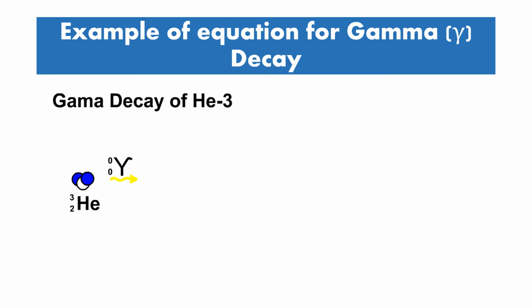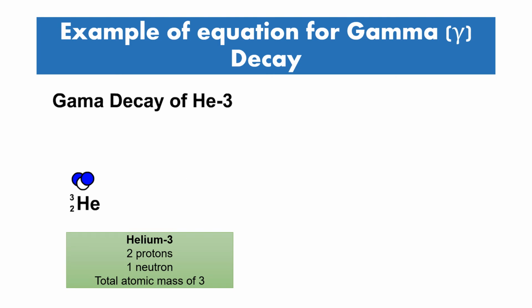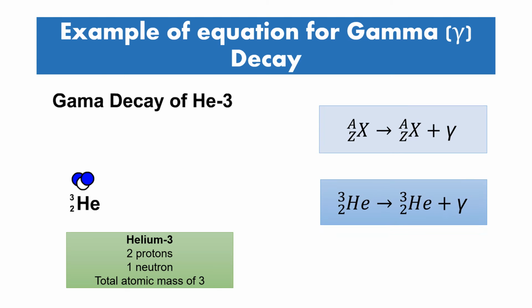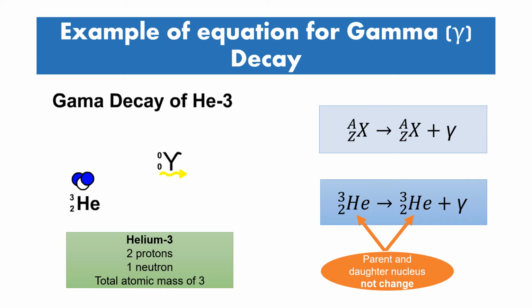Here are examples of equation for gamma decay. Gamma decay for helium-3. Helium-3 has 2 protons and 1 neutron with a total atomic mass of 3. As helium undergoes a gamma decay, it releases a gamma ray as it releases its energy to become more stable. Since gamma ray has no charge, the resulting element remains the same. As you can see, the parent and daughter nucleus have not changed. This is because there is no proton or neutron loss in this radioactive decay. So this is the example of equation for gamma decay.